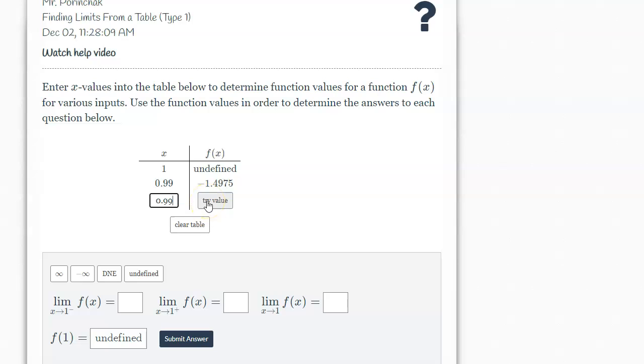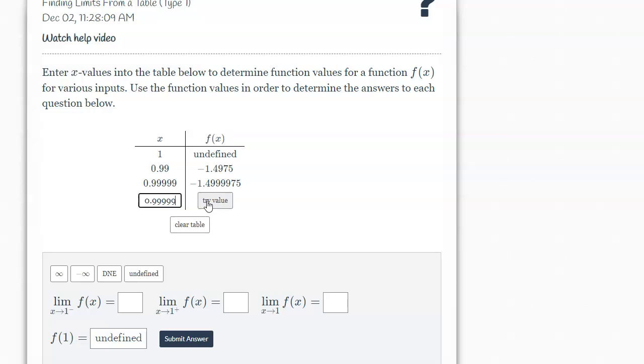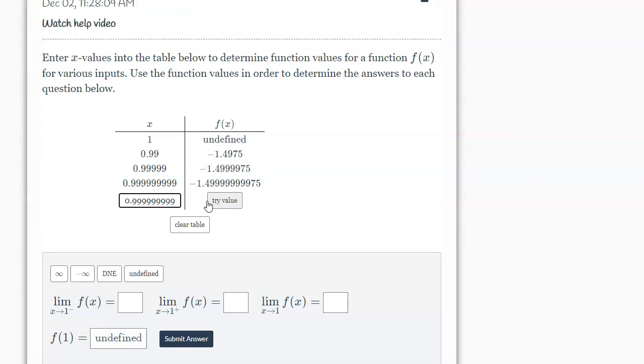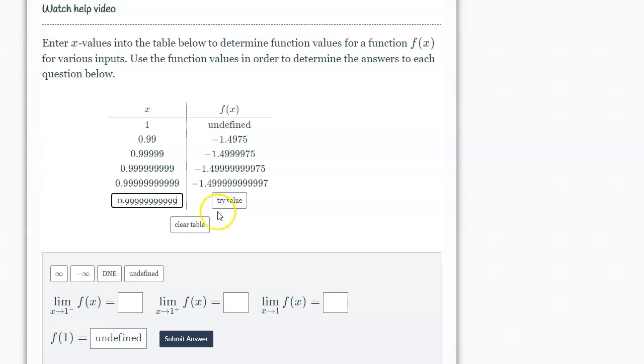Then I would suggest, because it's so fast and easy, get closer. And then get closer. The nice thing, which I love, is that whatever you typed in previously shows up again, so you just keep adding on 9s, and it's pretty obvious that as we approach 1 from the left-hand side, we're getting closer and closer to negative 1.5. I accidentally typed in negative 1.56, but it's negative 1.5.